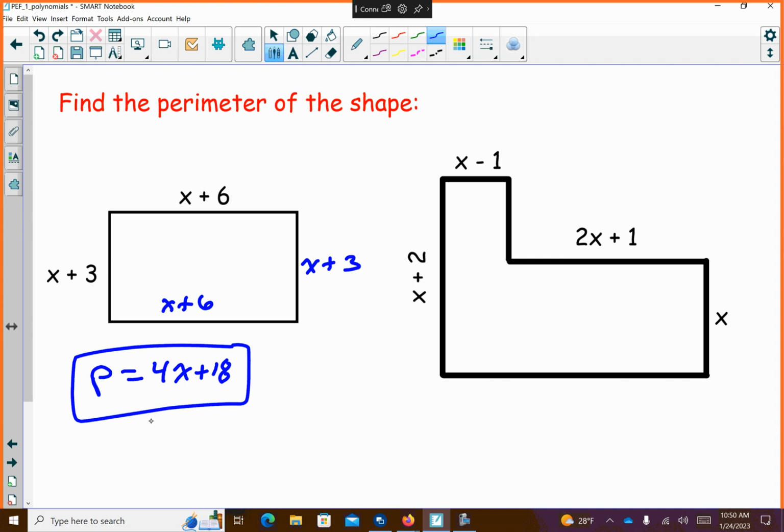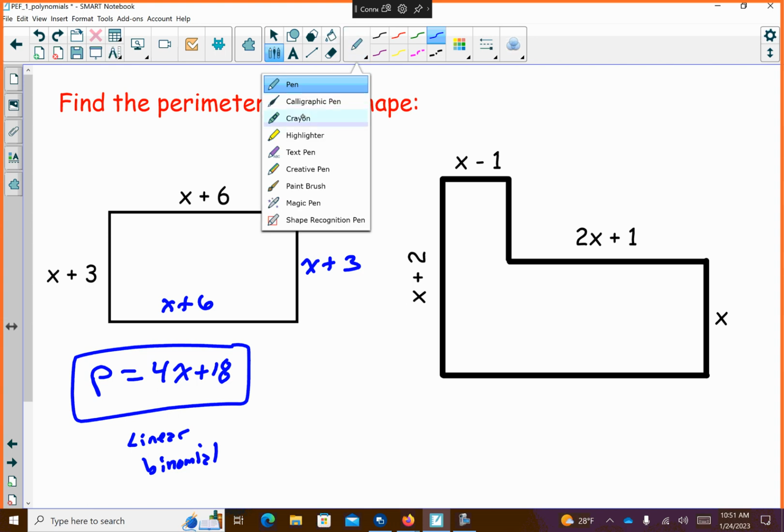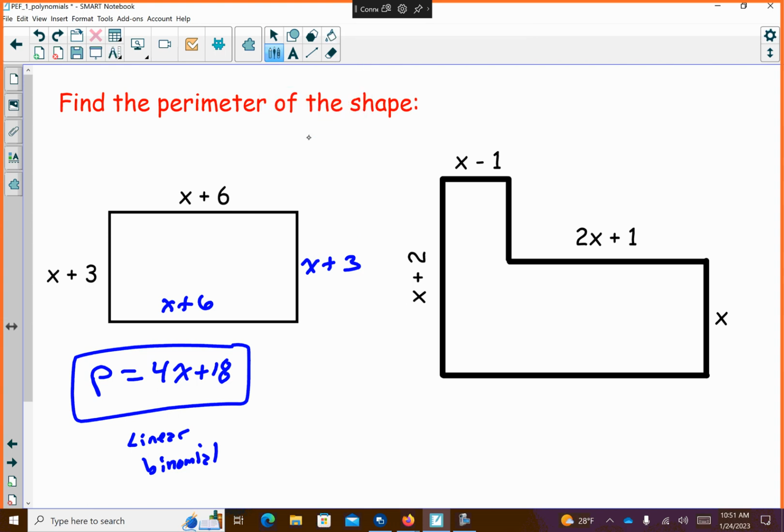Oh boy, this is going to be tough. This is called a linear binomial. Okay, I need some critical thinkers. So friends, how long do you think that side is? If that side's x and that side's x plus 2, how long do you think that little side is right there? Oh, no, it's 2. It's just 2.